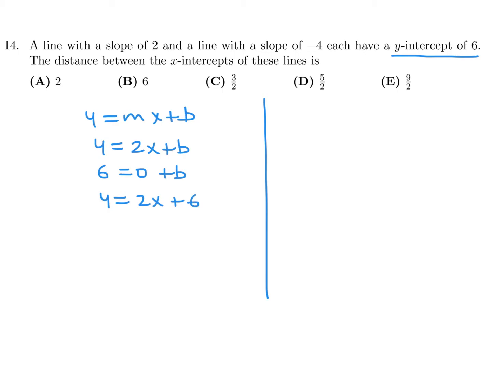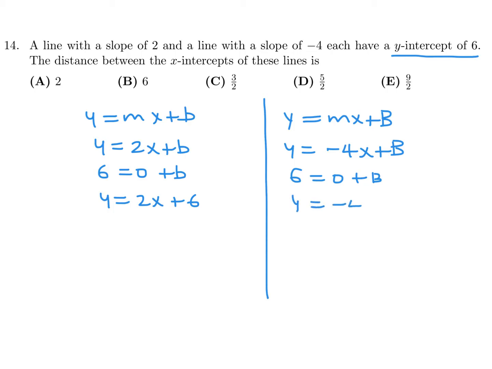Very similarly, for the second line, the slope this time is negative 4. So our equation is minus 4x plus b. Well, we'll make it capital B because it's a different b, probably. And again, a y-intercept of 6. Interestingly, this b is also 6. So therefore, y equals minus 4x plus 6. Okay, line 1, line 2.